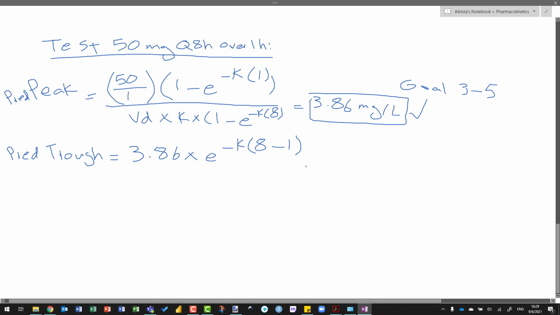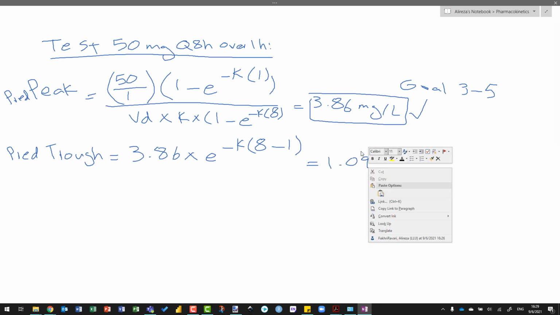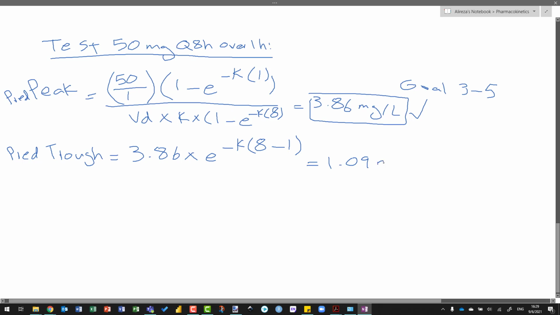So we want to make sure that by the time it's time for the next dose, the trough is what we want for safety. And this would give us 1.09, again milligram per liter, which is less than 2. So as long as it's less than 2, this is in the safe range. So this is basically what we want.